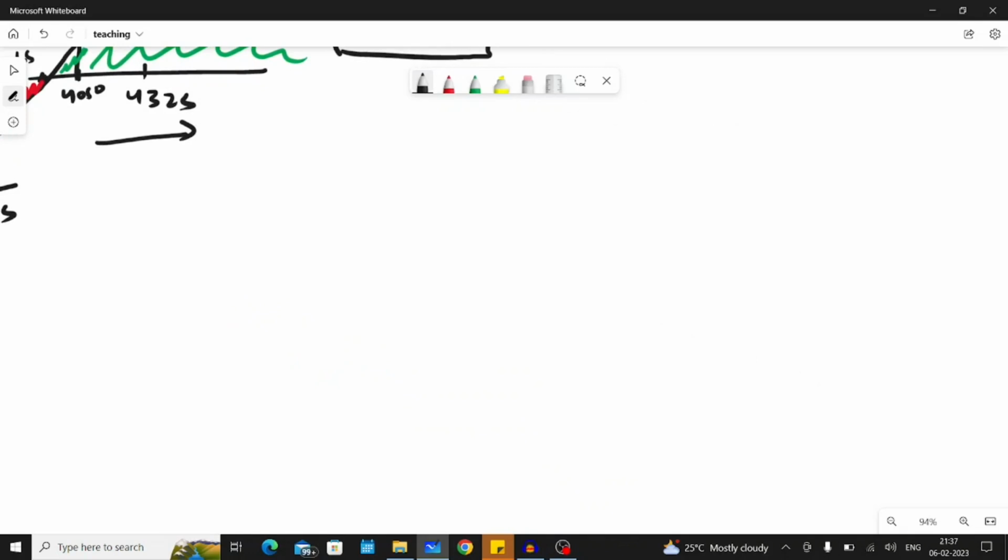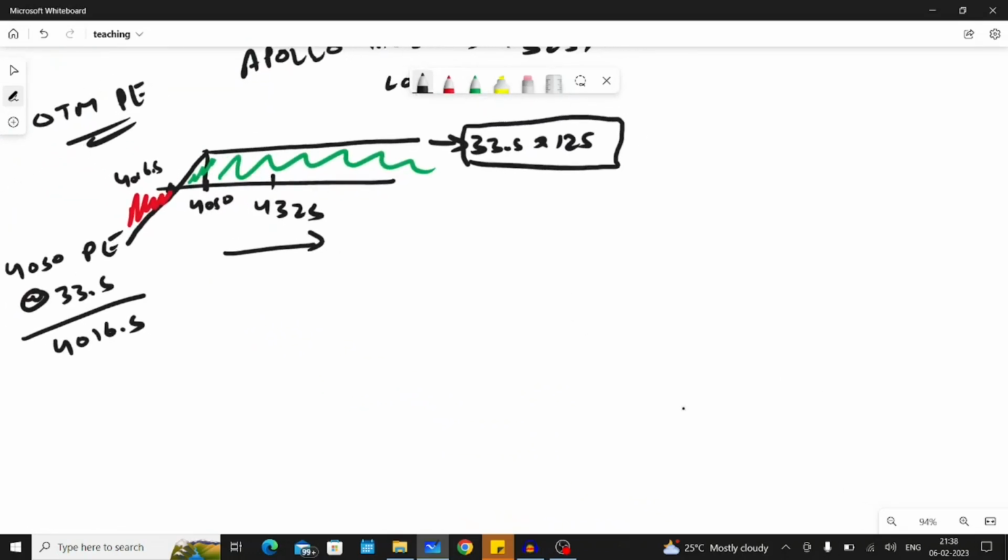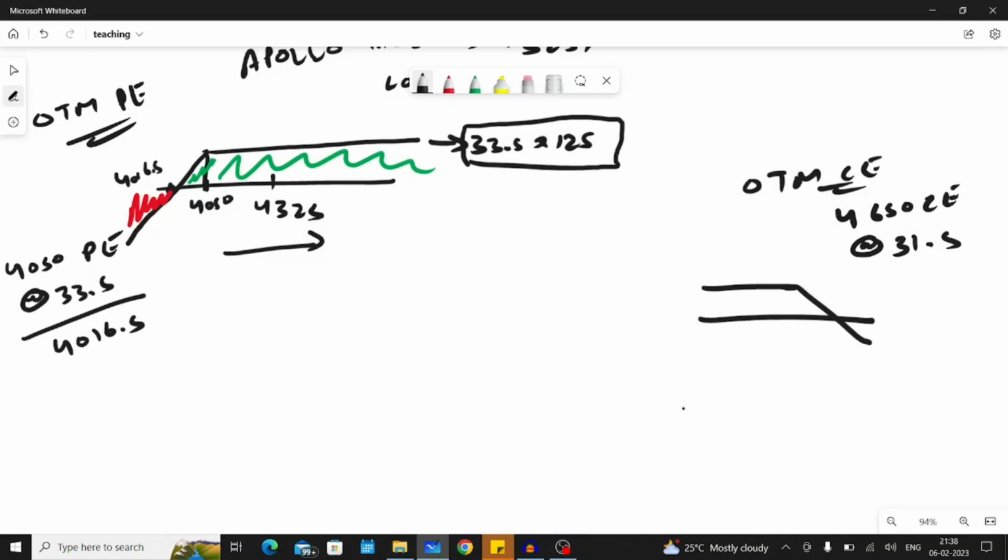Similarly, if we consider an out of the money call option, let's say 4650 CE, and let's say this is traded at 31.5 rupees. Okay, so what would the graph of this call option look like? This will be the profit area and this is the loss, right? This is 4650. This is the break even, which is nothing but 4650 plus 31.5, which will be 4681.5, right?